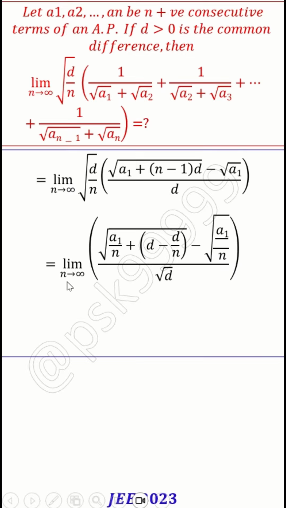Okay, now we know that n is tending to infinity, so 1 by n tends to 0. So all these terms are 0, 0 and 0. I am left with only square root of d by square root of d, which is 1. That is the answer.